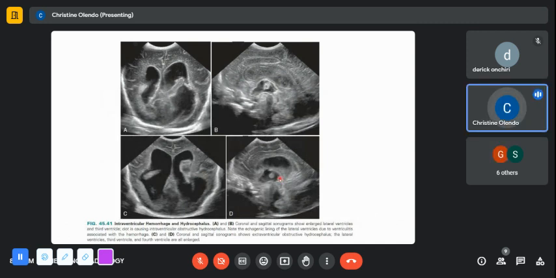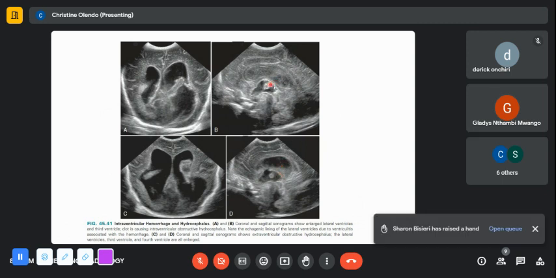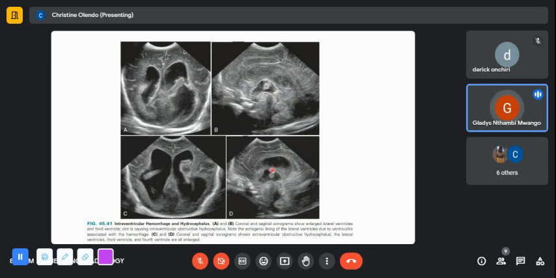What's that we are seeing in the third ventricle? They hadn't mentioned what it is. Does anyone have an idea what it is in the third ventricle? Yes, Sharon? The thalamic adhesion? Yes, it's the interthalamic adhesion. So that's the thalamus, just shining through. Okay, thank you.